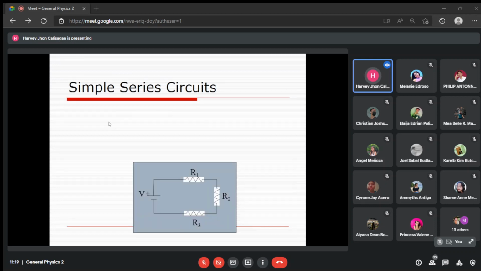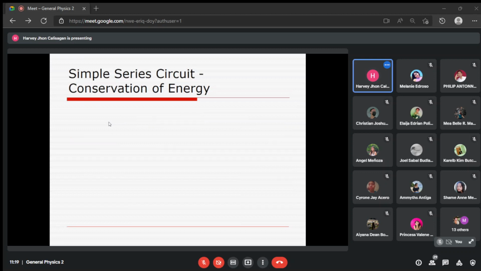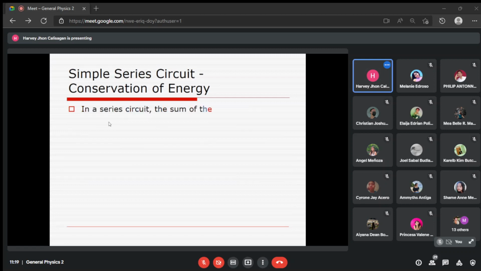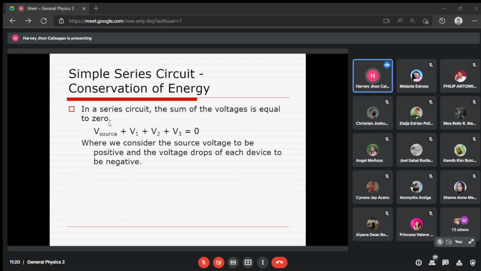Okay, so this is how we illustrate the simple series circuit, in this manner. We have the voltage, the resistance, and also the current. Let's skip this one because we're done discussing it. Now, in a series circuit, we're summing up the voltages. And we can now have this conclusion that the voltages in a series circuit really equal each other. It means that we are relying on one specific source.